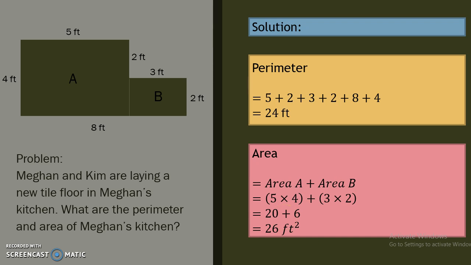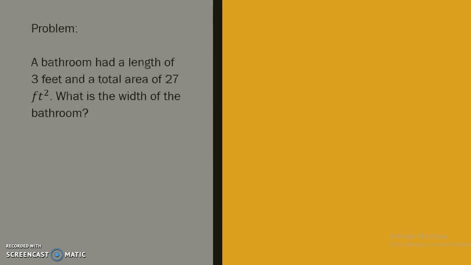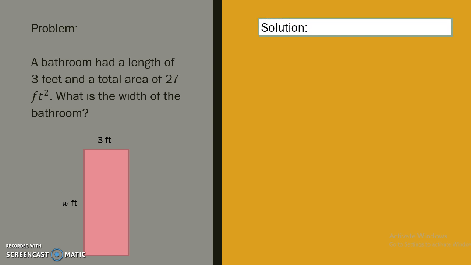Next, the second problem is a word problem. A bathroom had a length of 3 feet and a total area of 27 feet squared. What is the width of the bathroom? We can illustrate the problem like this. The length is 3 feet and the width we denote as W. We sort out the given information.